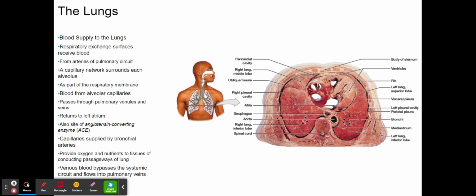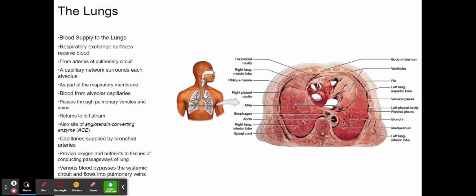Each lobule receives an arteriole and a venule, and a network of capillaries surrounds each alveolus as part of the respiratory membrane. Oxygen-rich blood from the alveolar capillaries passes through the pulmonary venules and enters the pulmonary veins, which deliver the blood to the left atrium. In addition to providing for gas exchange, the endothelial cells of the alveolar capillaries are the primary source of angiotensin-converting enzyme, or ACE, which converts circulating angiotensin 1 to angiotensin 2. This enzyme plays an important role in regulating blood volume and blood pressure.